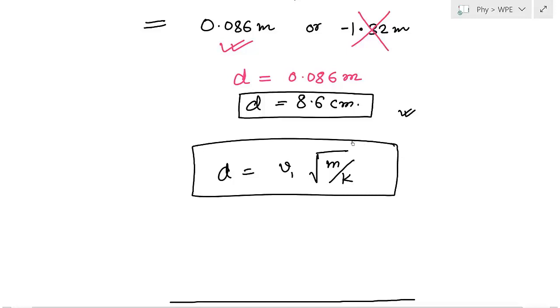So you consider the friction and then as a special case you put mu k equals 0, then you will get the answer for the first part.